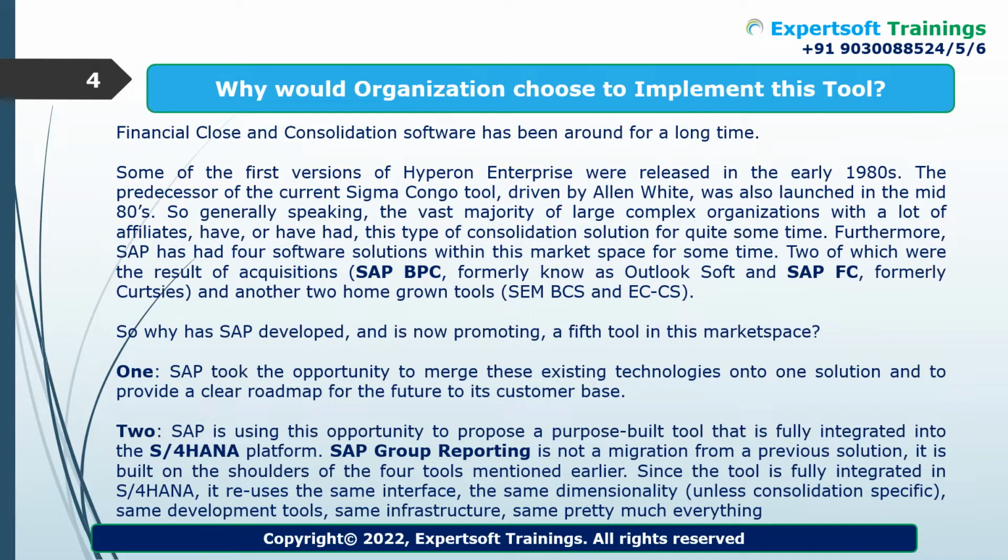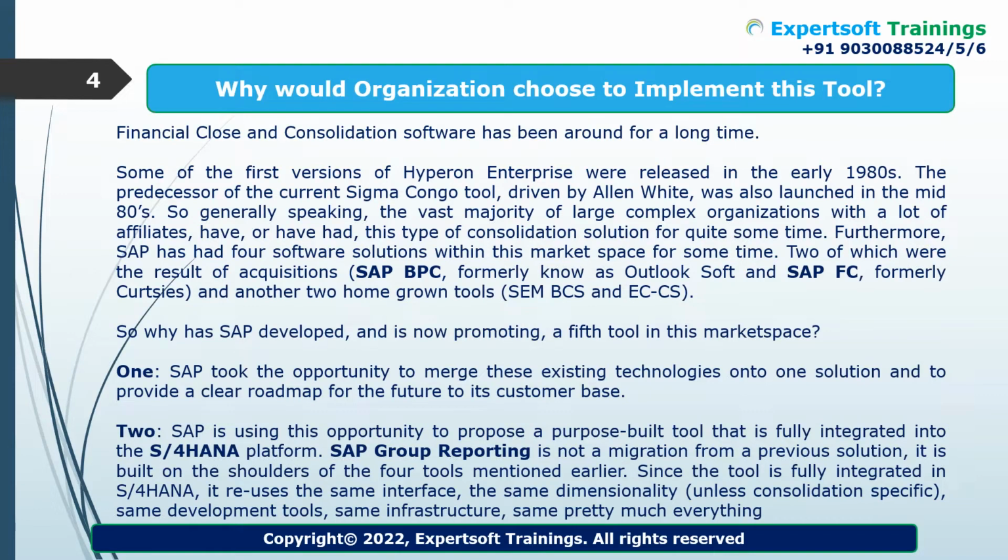Are they still enhancing BPC, or are they expecting customers, as part of the ECC migration to HANA, to also move to group reporting? Correct. They're not really enhancing BPC. They say you can do it, but the functionality you get is what you get, and they'll just do fixes. You're not going to see any new features in BPC or FC or any other legacy systems.